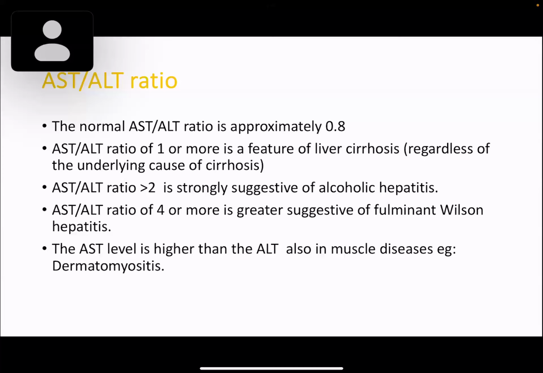Normally, ALT is higher than AST. So having a reversed AST-ALT ratio can suggest the presence of cirrhosis, and this is commonly seen in patients with liver cirrhosis, irrespective of the underlying cause of liver cirrhosis, especially if the AST-ALT ratio is 1. While having an AST-ALT ratio of 2 or more is typical for alcoholic hepatitis.